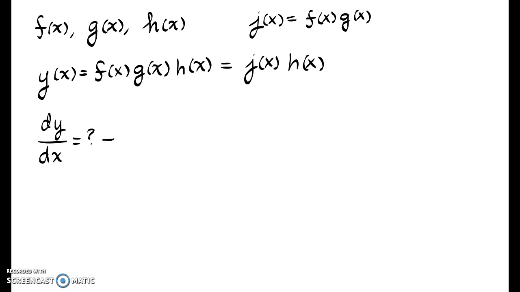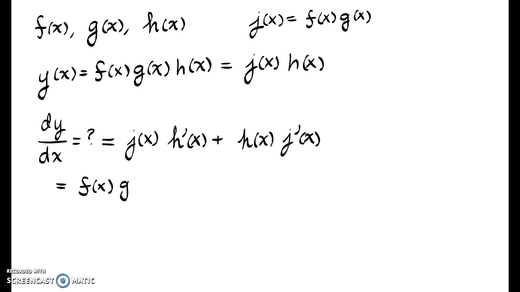Namely, we can write the derivative of y of x to be j of x times the derivative of h of x plus h of x times the derivative of j of x. So we can rewrite that to be equal to j of x, which we know is f of x times g of x, times the derivative of h of x, which is just dh over dx. And we have h of x times the derivative of j of x, and we defined j of x as f of x times g of x.